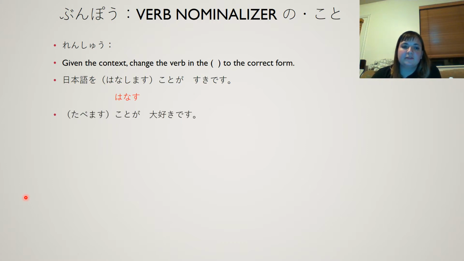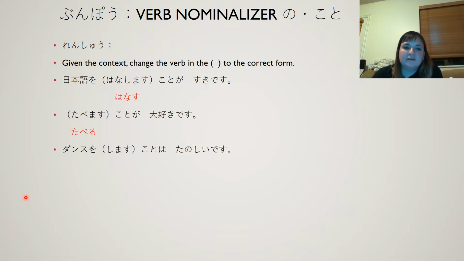Our next one. Tabemasu koto ga daisuki desu. When I see that, it feels so weird. Tabemasu koto, I can't handle it. But what are we going to change tabemasu to? Think about it for a second. If you picked taberu, you are correct. So taberu koto ga daisuki desu. So I love eating, the thing of eating I love.